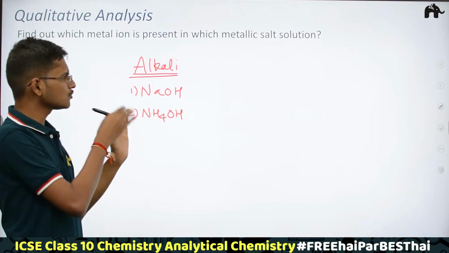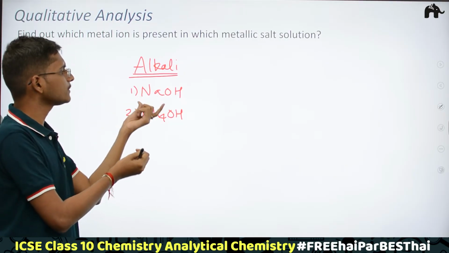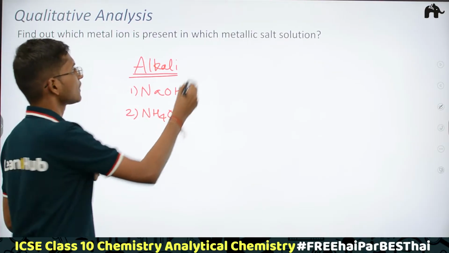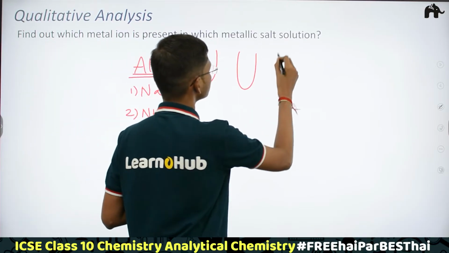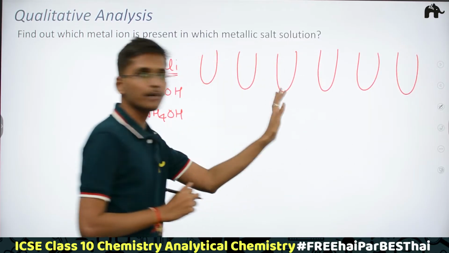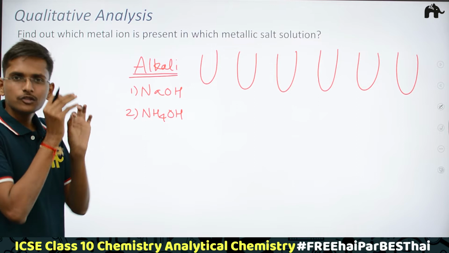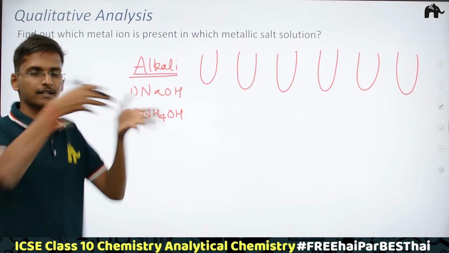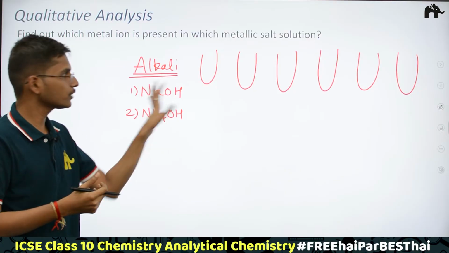So what we are going to do is add sodium hydroxide first. We are going to add sodium hydroxide to these 6 metallic salt solutions, one by one, slowly, drop by drop, and then we are going to add it in excess, meaning we add a large amount of it.